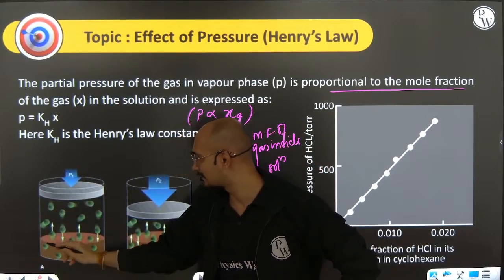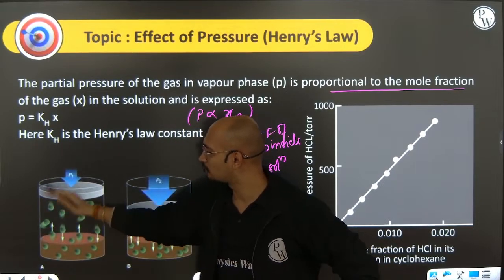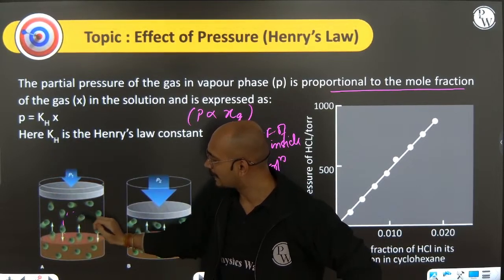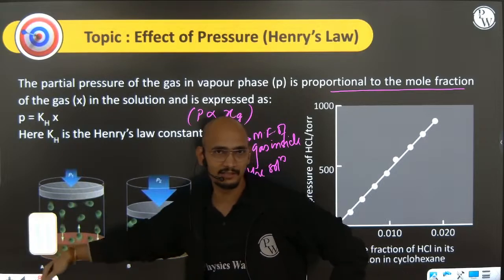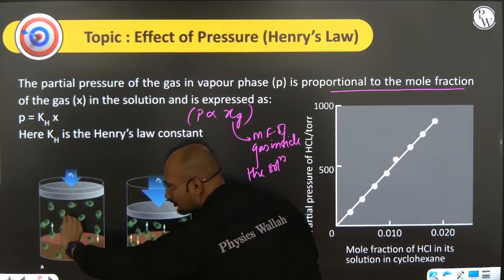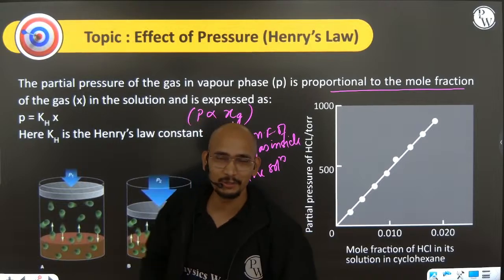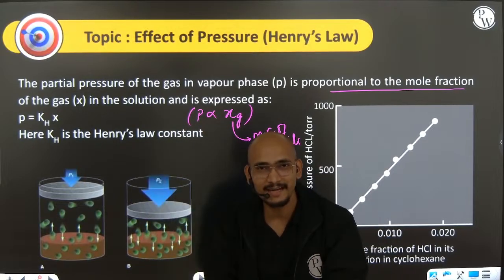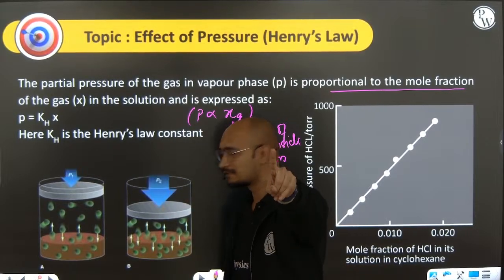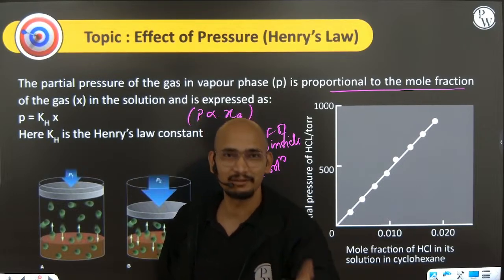Now you can see that. Let's say this is the solution we have, and there are the gas particles. When there was less pressure, more volume, P1 is less, so the gases will have more space to come out and roam around here and there. But once we pressurize it, the volume will be less, so the gases will have less space to roam around. What will happen? They will go inside the liquid and get dissolved into it. So when we increase the pressure, the gases will be more inside the liquid. If the gases inside the liquid are more, their mole fraction inside the liquid will also be more.